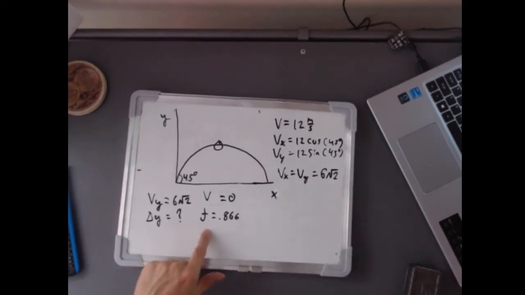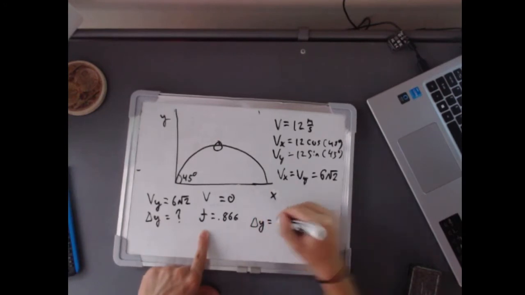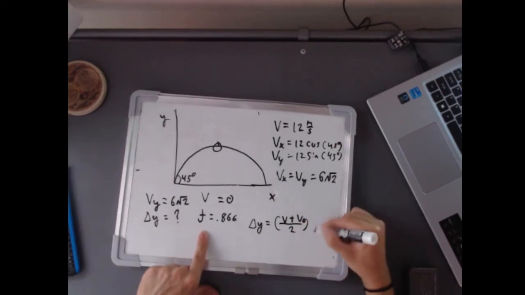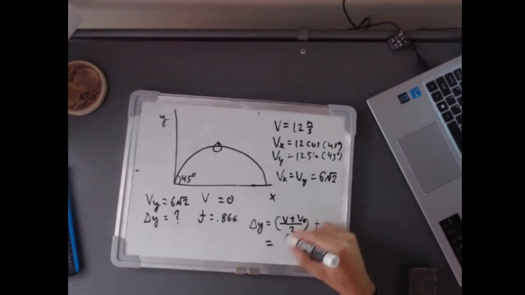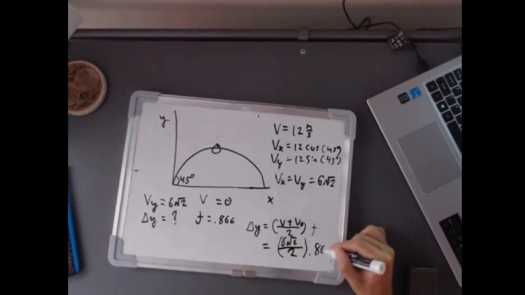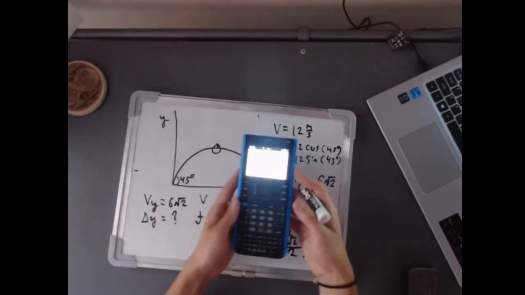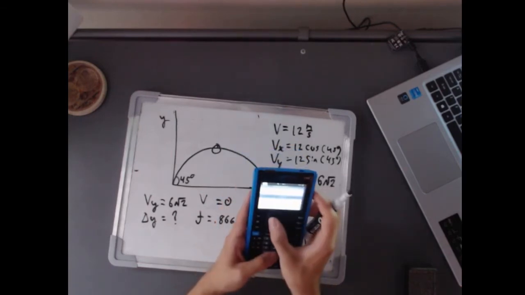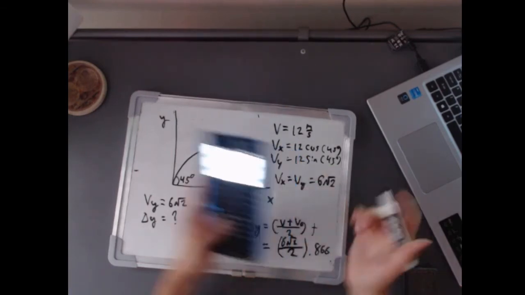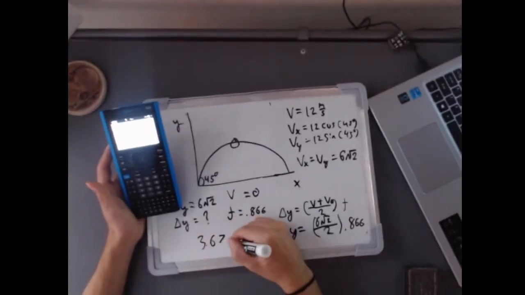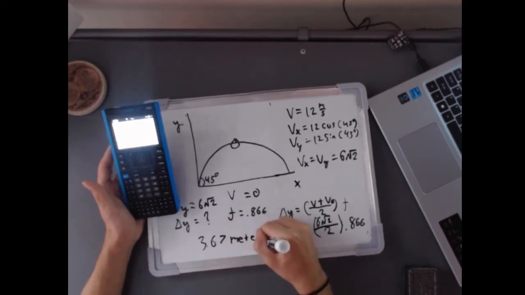Now, with time on our hands, we can use the second kinematic equation. Delta y is equal to (v plus v naught) over 2 times t. Putting this together, we get 6 times the square root of 2 plus 0 over 2 times 0.866 is equal to delta y. Use your calculator once more. And we get delta y is equal to 3.67 meters. Voila.